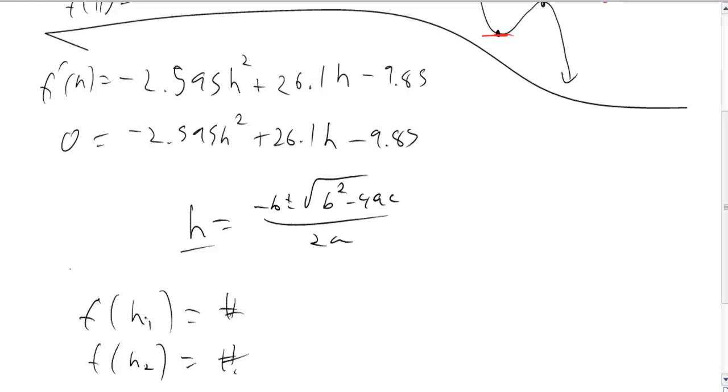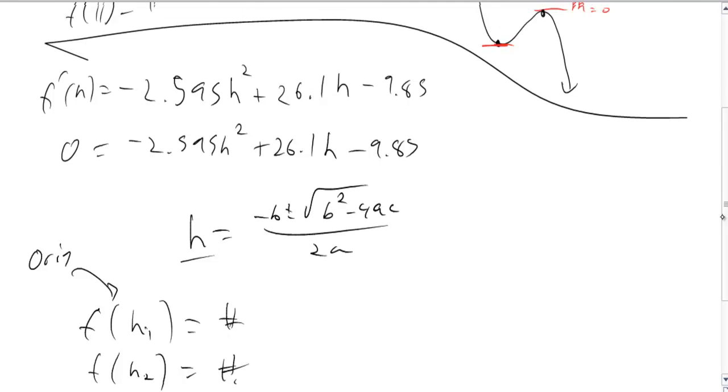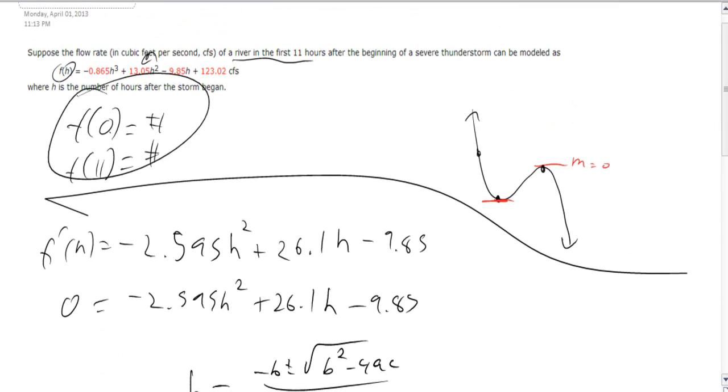And remember, we're substituting this back into the original, not the derivative, back into the original equation, because we want to know the flow, not the rate of change, just the flow. So we substitute those back in, we get these numbers, we compare those two numbers and these two numbers that you already found, and we see which one has the most, which one has the smallest, and that will give us our min and max. Hope that helps.